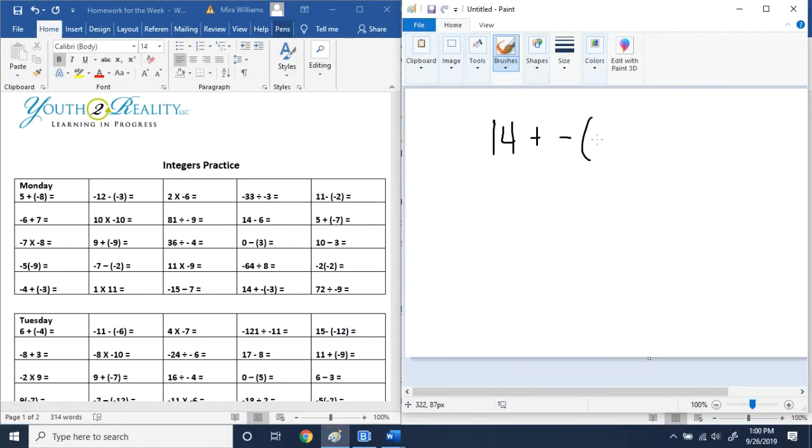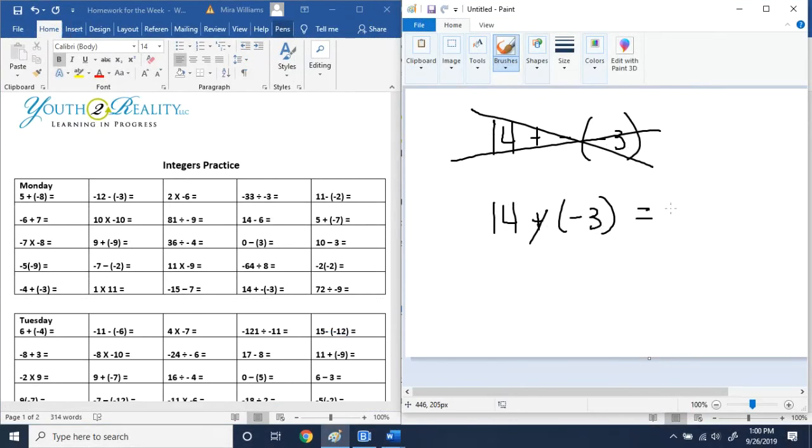14 plus a negative 3. This problem is actually a typo, but let's look at it as if it was 14 plus a negative 3. We would eliminate the plus sign. Take the sign of the biggest number. 14 minus 3 is going to be 11. If it was 14 minus a negative 3, make it a big plus sign. 14 plus 3 would equal 17.